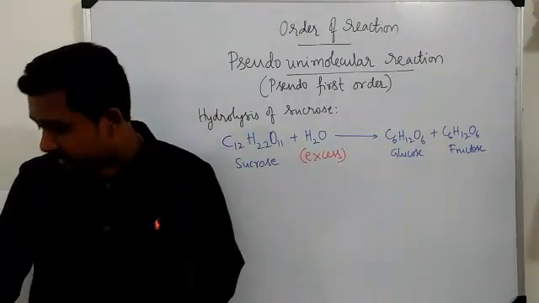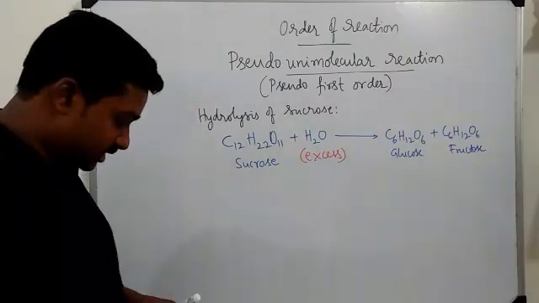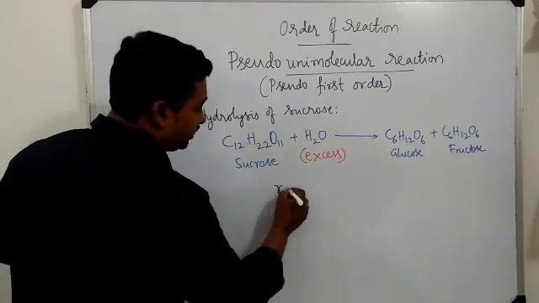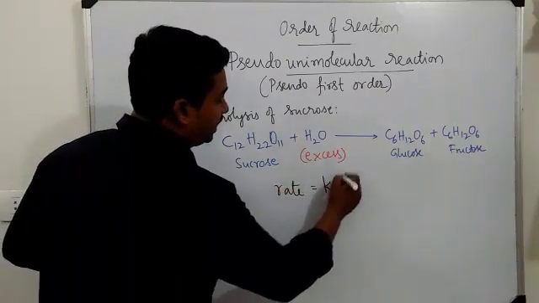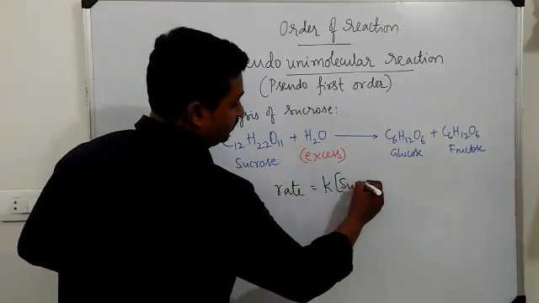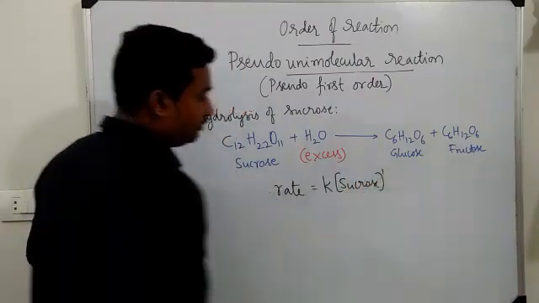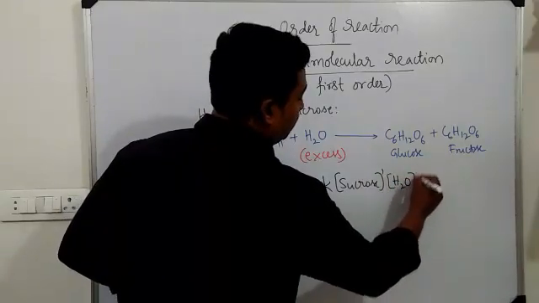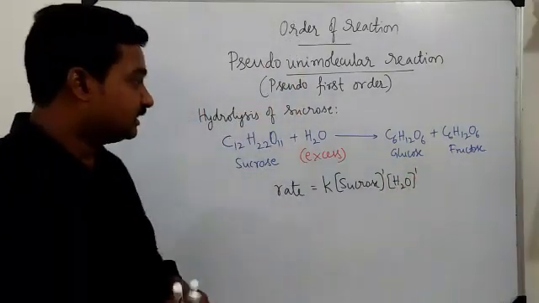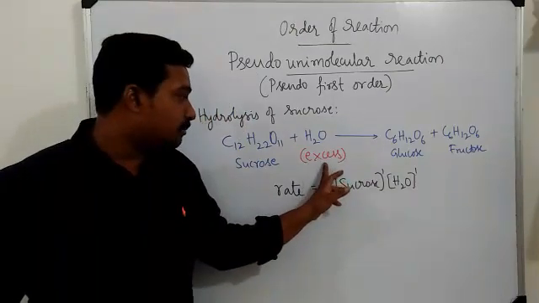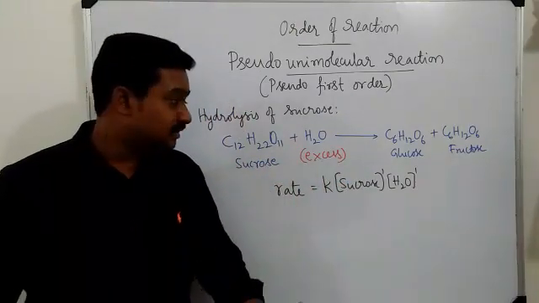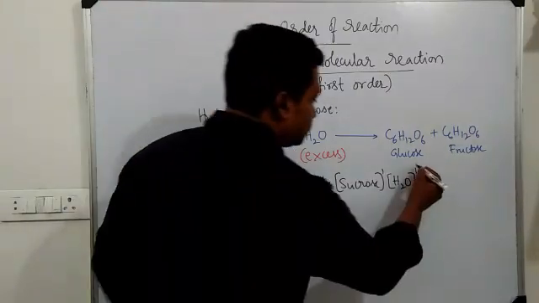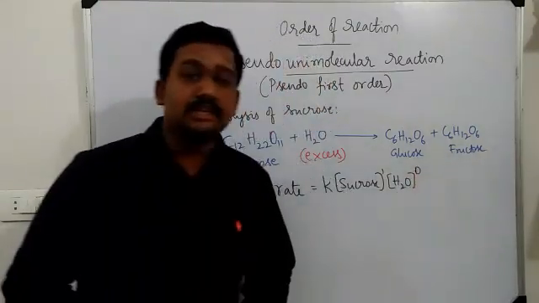In that case, if we write the rate equation for this reaction, practically or experimentally, the rate is equal to K into concentration of sucrose to the power 1, because it is 1 mole, into concentration of H2O power 1. But the thing is, since the amount of water is in excess, the power of the concentration of H2O changes to 0 when it is present in excess.